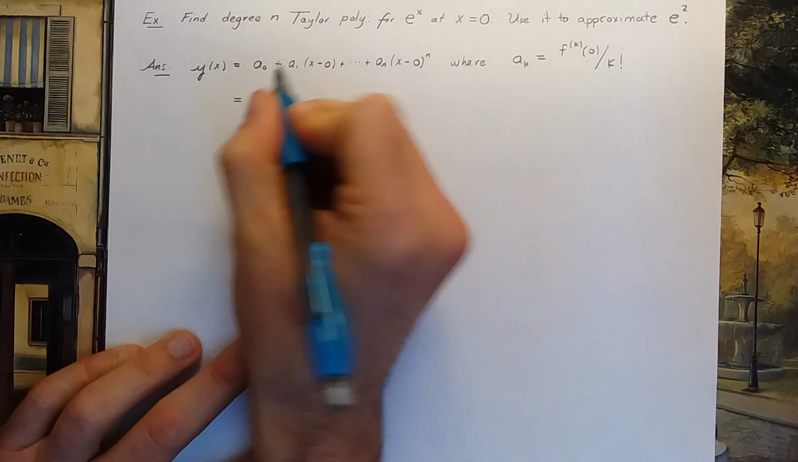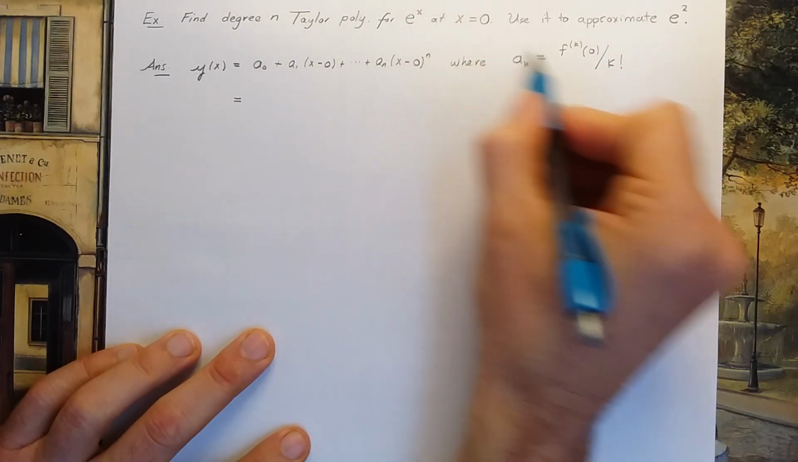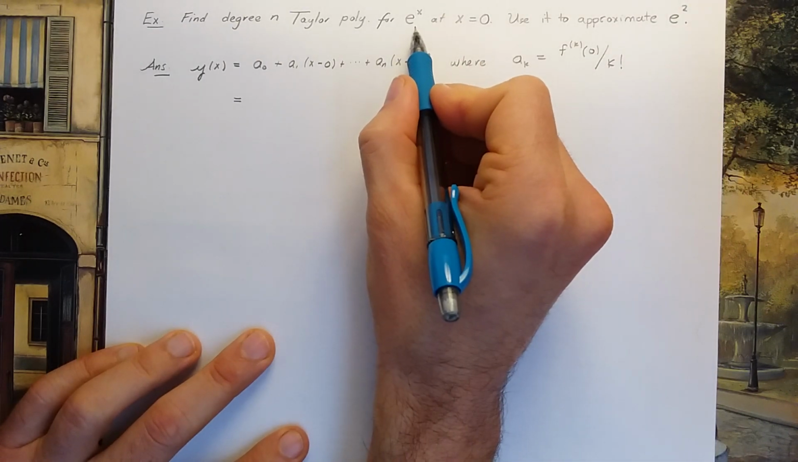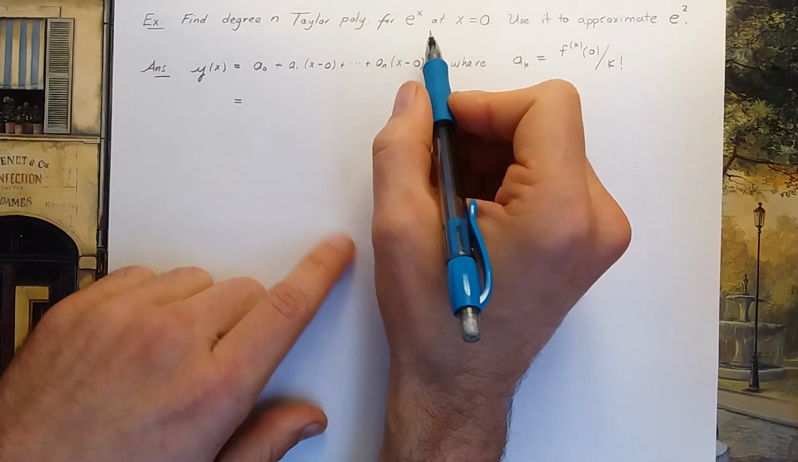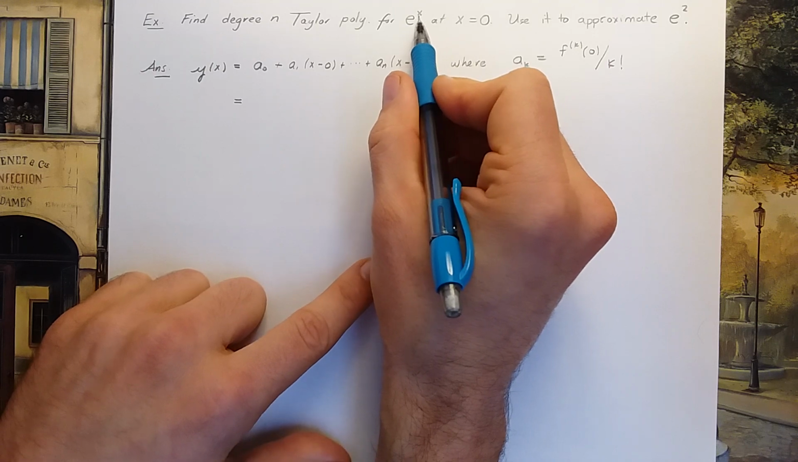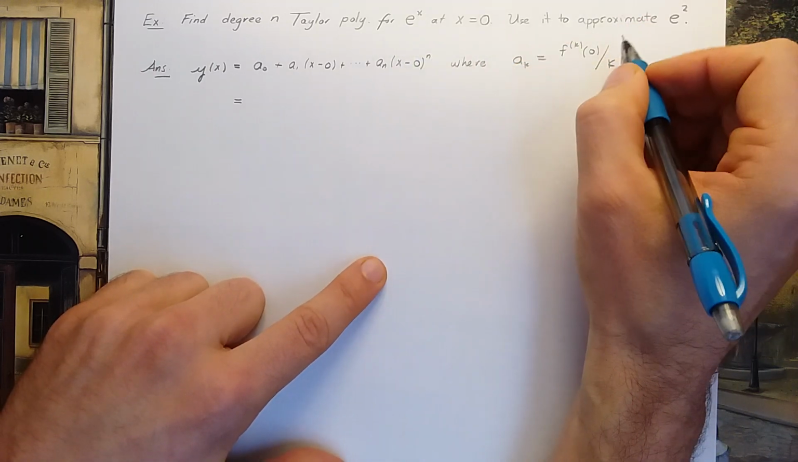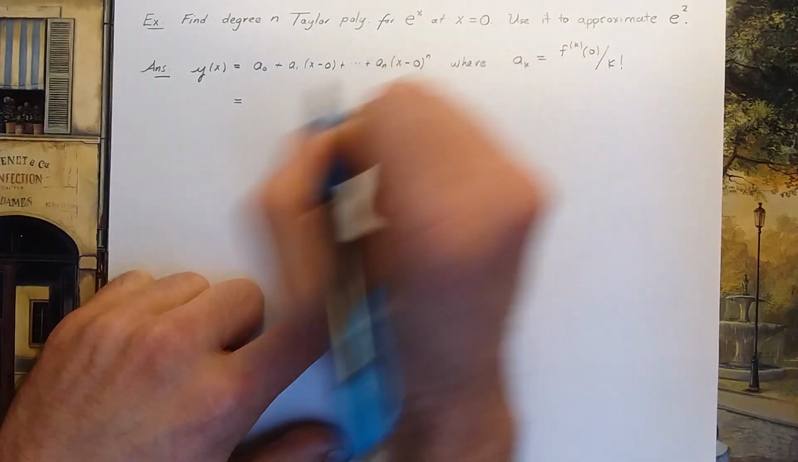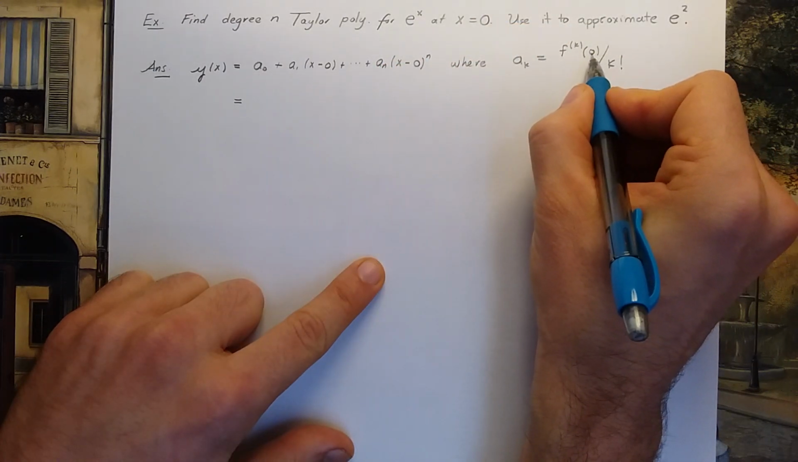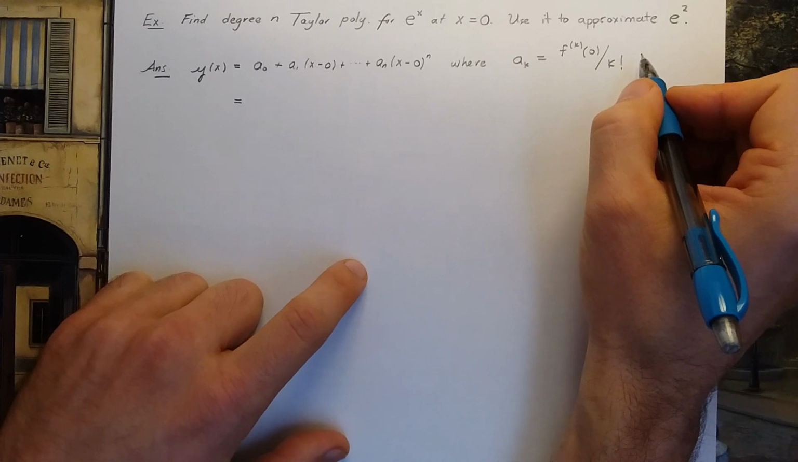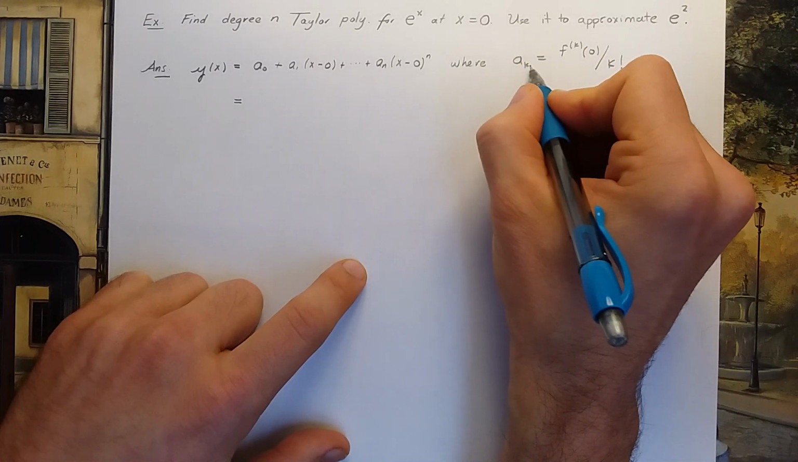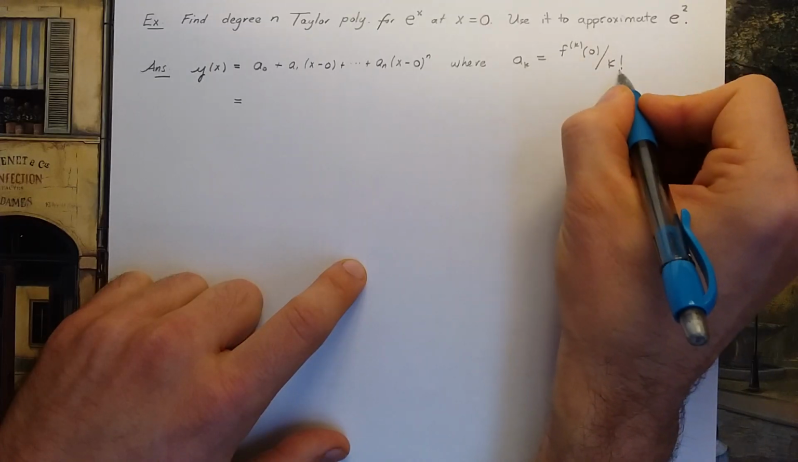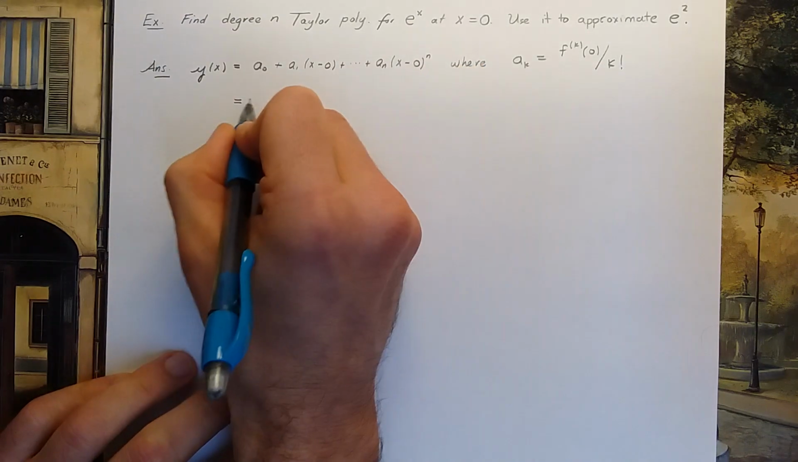In this example, my function is e to the x. It's very easy to take derivatives of e to the x. Derivatives of e to the x are just themselves. So the kth derivative of my function is just e to the x, and if I plug in 0, I get 1. So in this case, ak is just going to be 1 over k factorial.